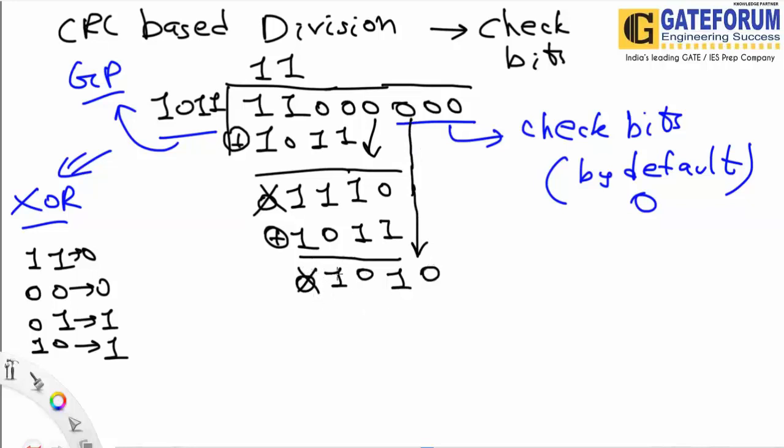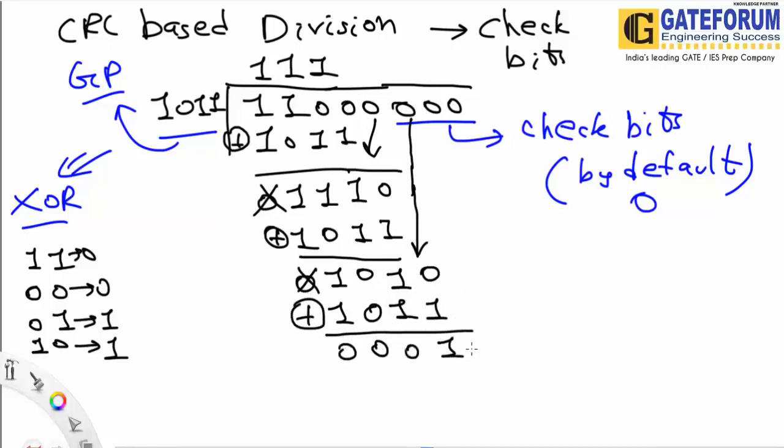Again, the most significant bit is 1. So we will take 1 and do 1011. Again, the XOR would be applied here. 110, 000, 110, 011. The most significant bit will be removed and we will get one more 0.